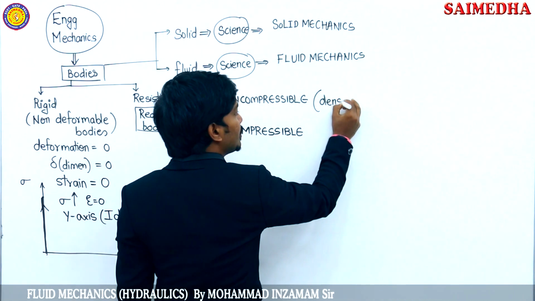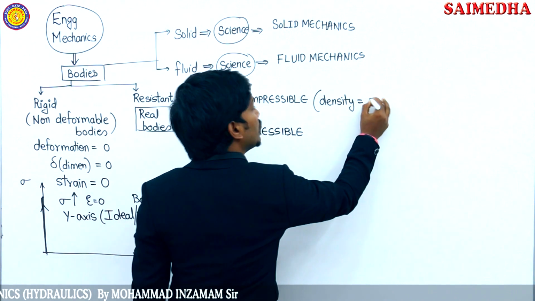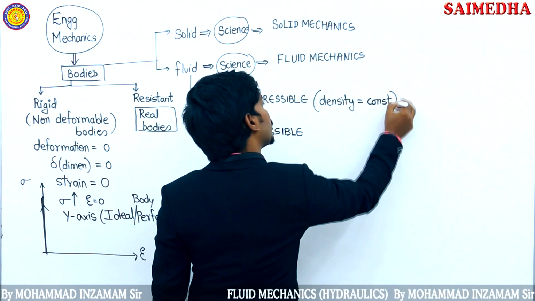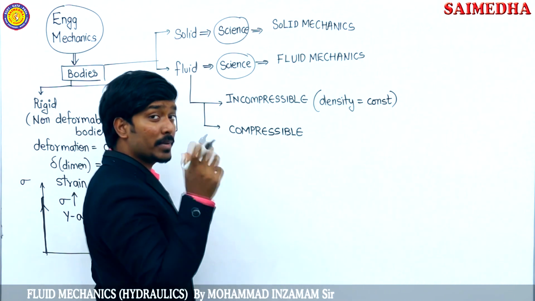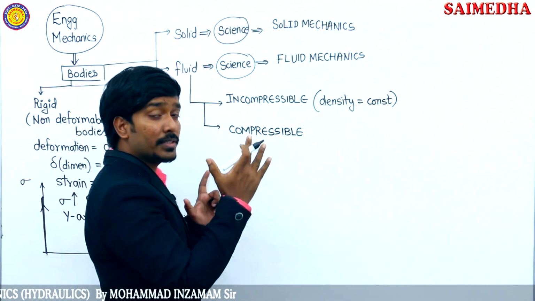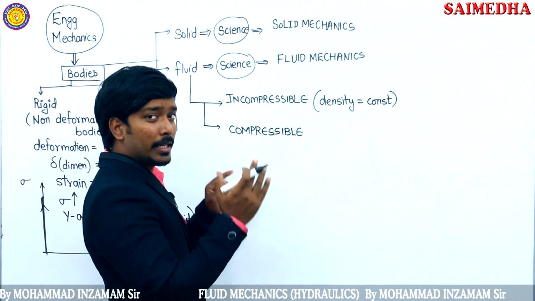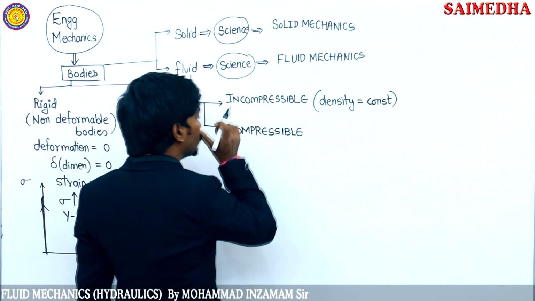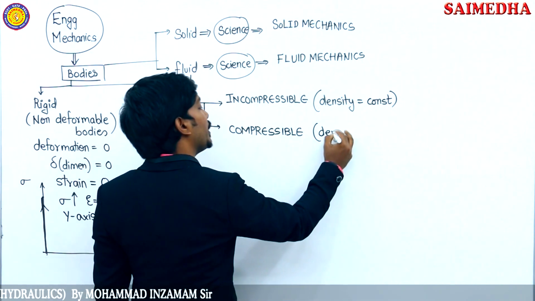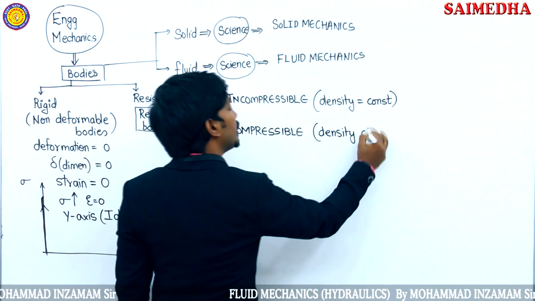Density remaining constant. Density cannot change. Density is what now? Don't tell me mass by volume. Mass by volume is okay, but what is the meaning of density? Density is the closeness with which the atoms are bound. The distance between the molecules does not change. Density remains what? Constant. Density is what? Variable. Density changes.